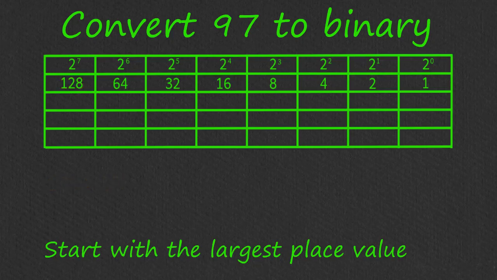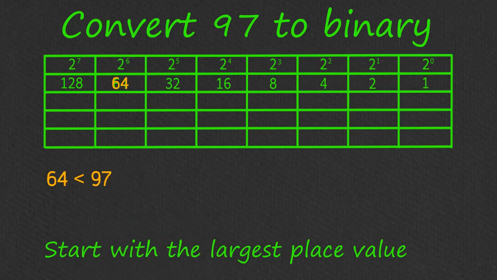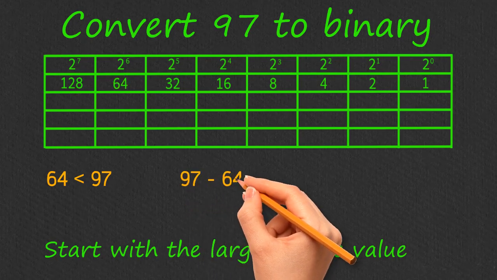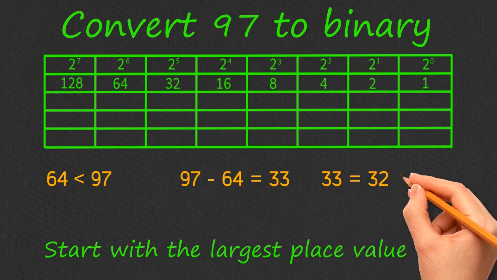The next place value is 64. This is smaller than our number, so it can contribute to the correct sum. Let us calculate how much more we need if we used up 64. 97 minus 64 is equal to 33. Yay! We are in luck again, as 33 is the sum of 32 and 1.